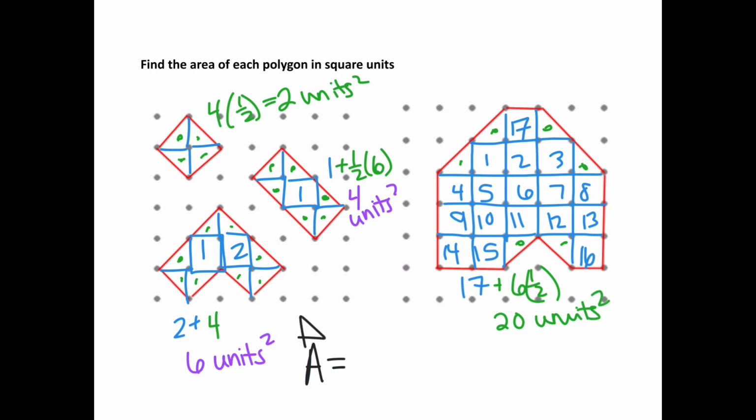So the formula for area we can write down is the number of whole squares plus half the number of the partials. Let me write the word whole so we know what this means: it's the number of whole squares plus half the number of the partials.